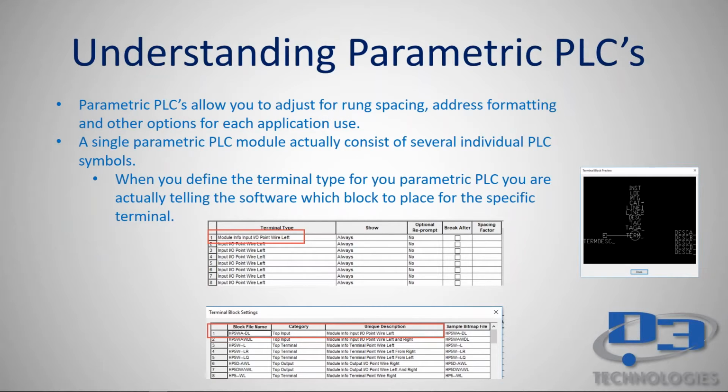And so for every terminal point, as you can see in this image up here, I'm previewing 8 terminals. There are also 8 corresponding blocks, or if they're using the same terminal point, then they repeat that. But for every terminal type listed for the PLC module, there is also a unique block that goes with it. So when you are defining the terminal type for each Parametric PLC, you are actually telling the software which block at that exact instance to place for that module.